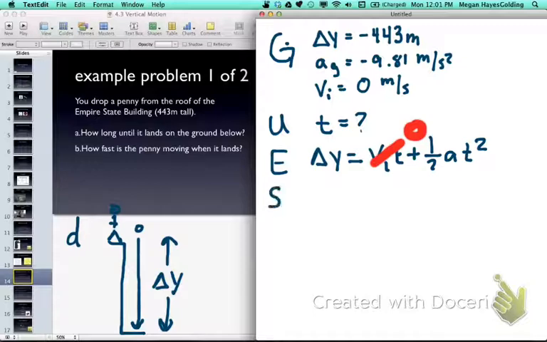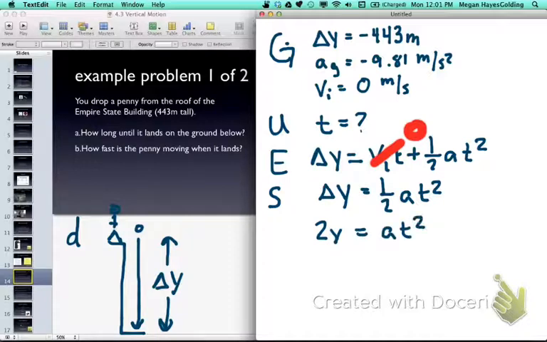So when we solve the equation for time, I start with delta y. I can multiply both sides of the equation by 2, divide both sides by a, and finally take the square root of both sides so that t is the square root.